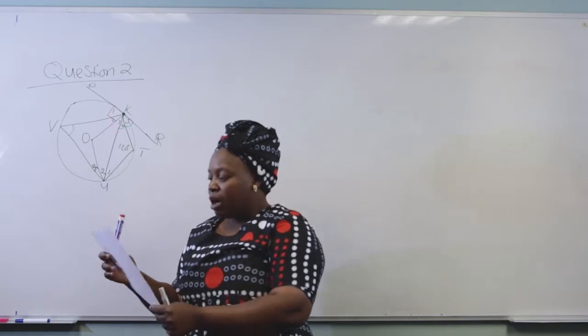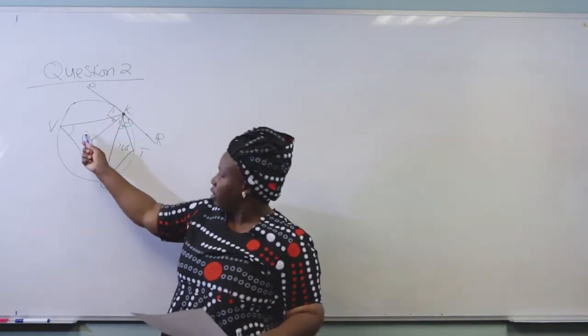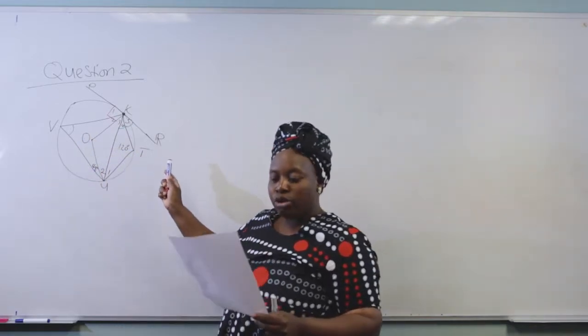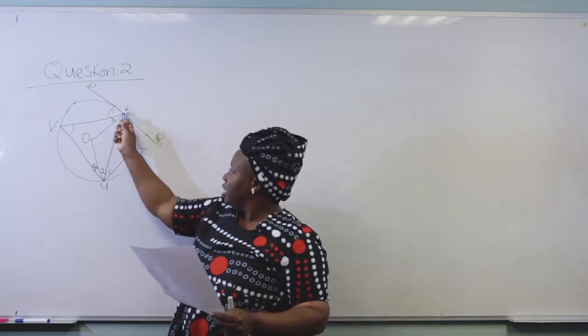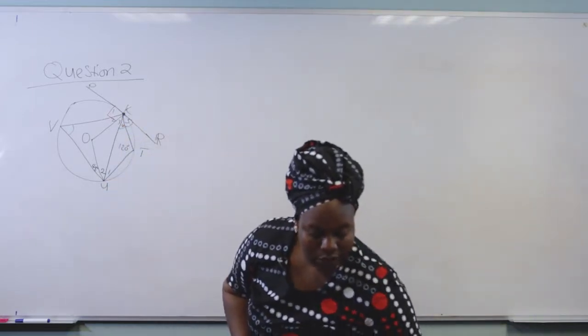Okay, let's now check what is given. OUV is 48. We have labeled it correctly. And also KTU is 120 degrees. That is your first point of reference.